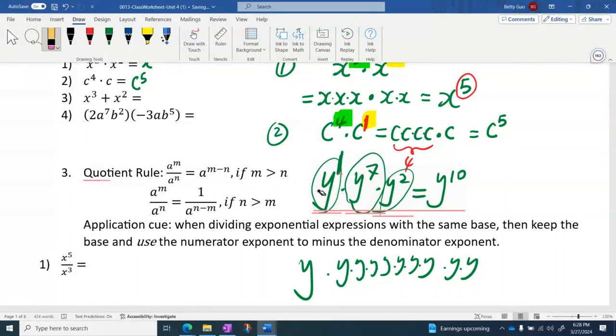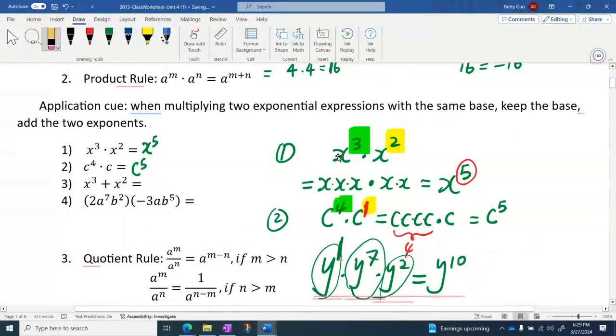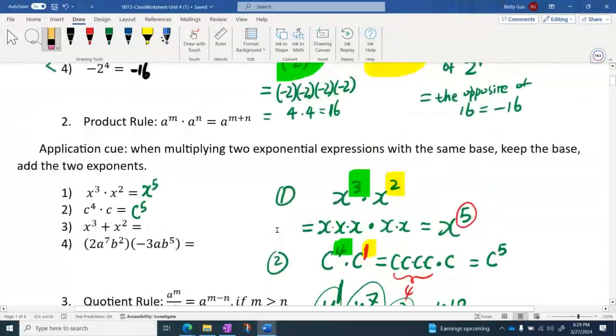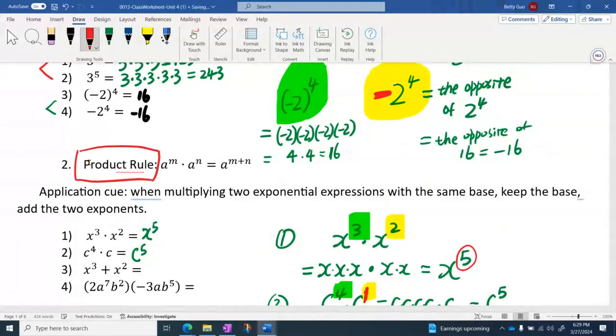All right, so the rule we have just used: when we multiply two exponential expressions with the same base, we keep the base and add their exponents. That rule has a name. The name is called the product rule. I hope you can remember the name of the rule, product rule, because the name of the rule tells us when do we use the rule, when do we apply it.